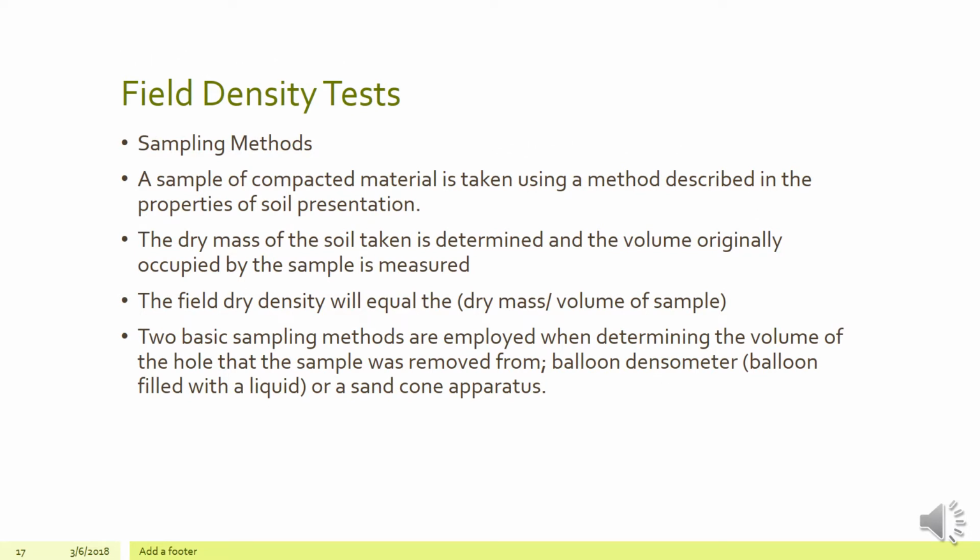Field density test, sampling methods. A sample of the compacted material is taken using a method described in the properties of soils presentation. The dry mass of the soil taken is determined, and the volume originally occupied by the sample is measured. The field dry density will equal the dry mass divided by the volume of the sample. And 2 basic sampling methods are employed when determining the volume of the hole that the sample was removed from.